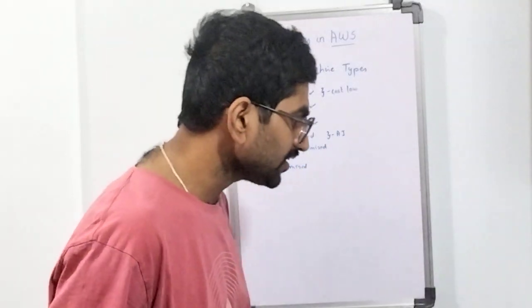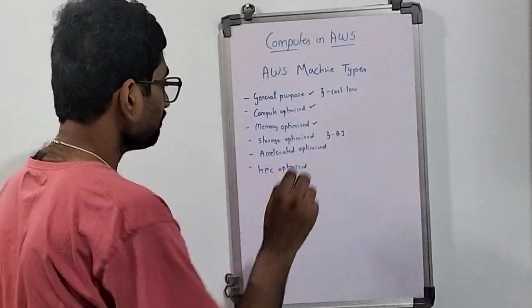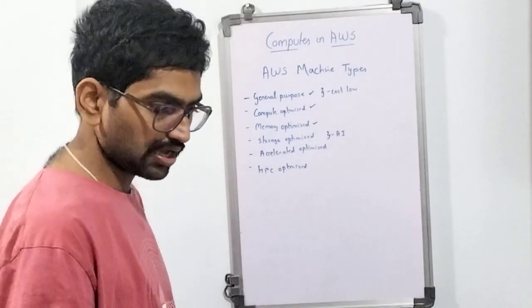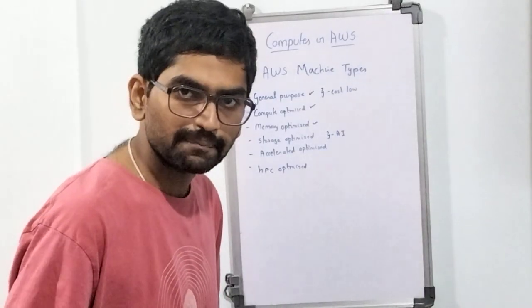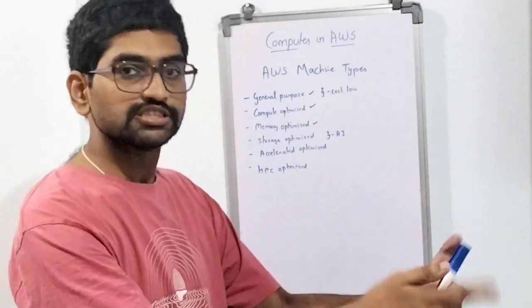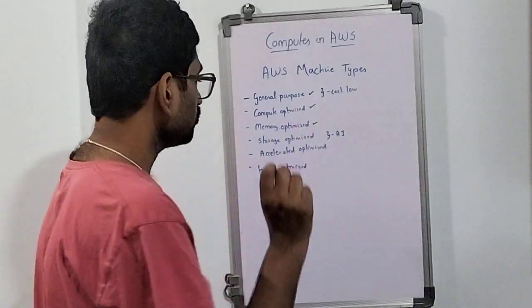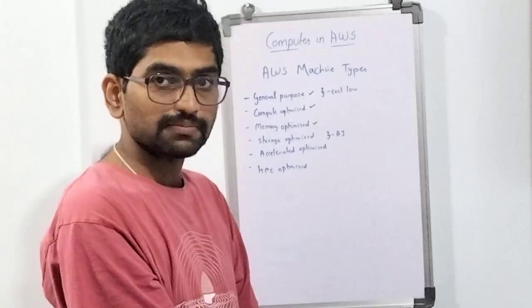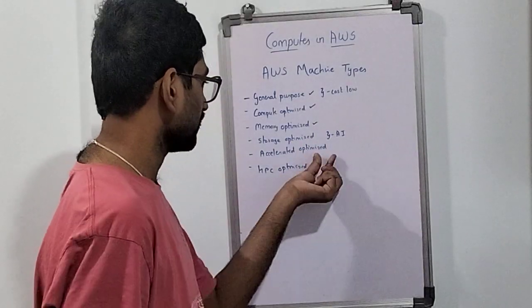The fifth one is accelerated optimized. Let's say we are creating a customer service application where it requires instant responses. For this you should use accelerated optimized, where the response will be given quickly to the customer and it will improve the user experience.